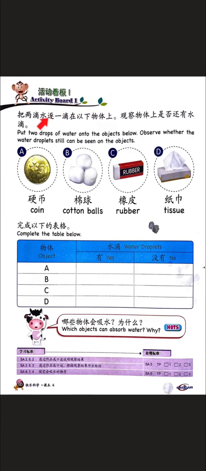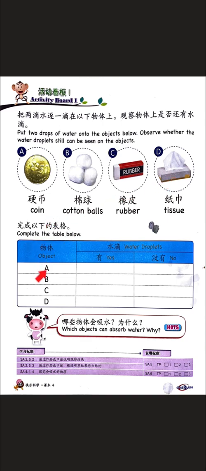Okay, children, you already observed the experiment just now. Now we see whether the water droplets can still be seen on the objects. We already did the experiment for the coin, cotton balls, rubber and tissue. Okay, now complete the table below.